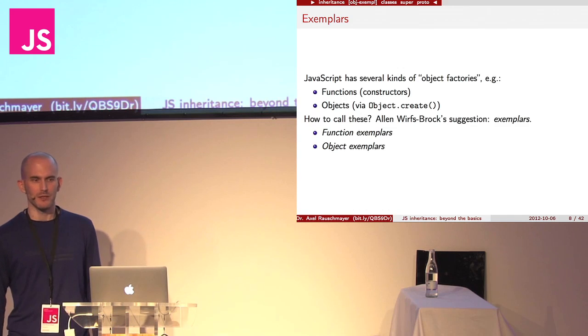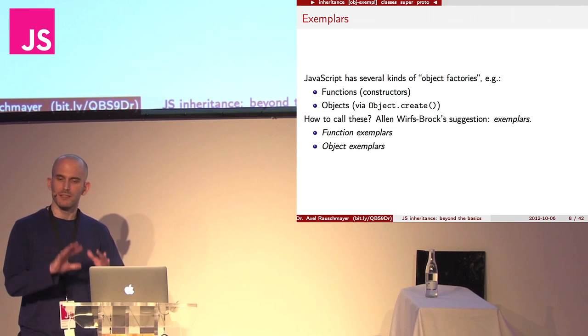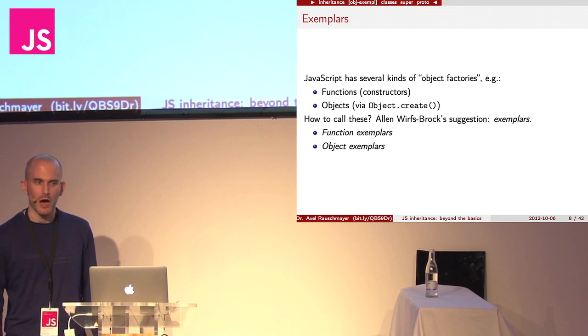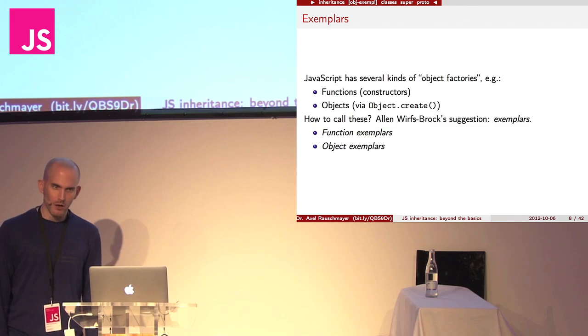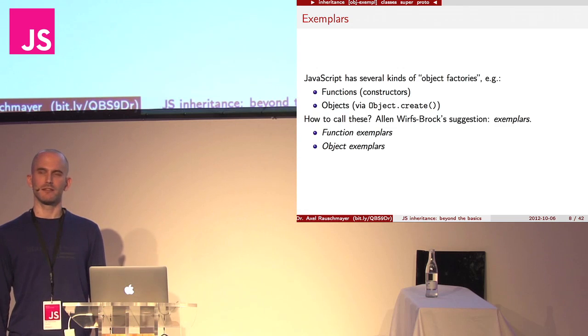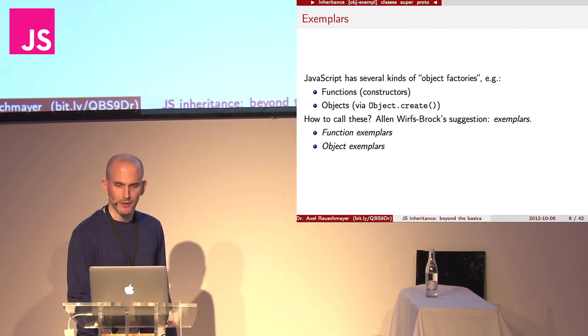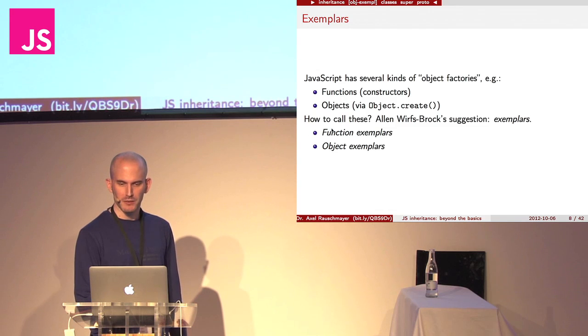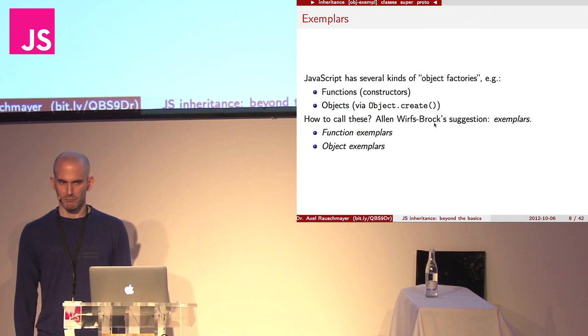But then the question arises, how do you call all of that? What's the common word for what's going on? What's a good word for object factory? And Allen Wirfs-Brock, one of the TC39 people, suggested the term exemplar. And if you use that term, then you can call constructors function exemplars, and whatever is going on here, you can call that object exemplars.